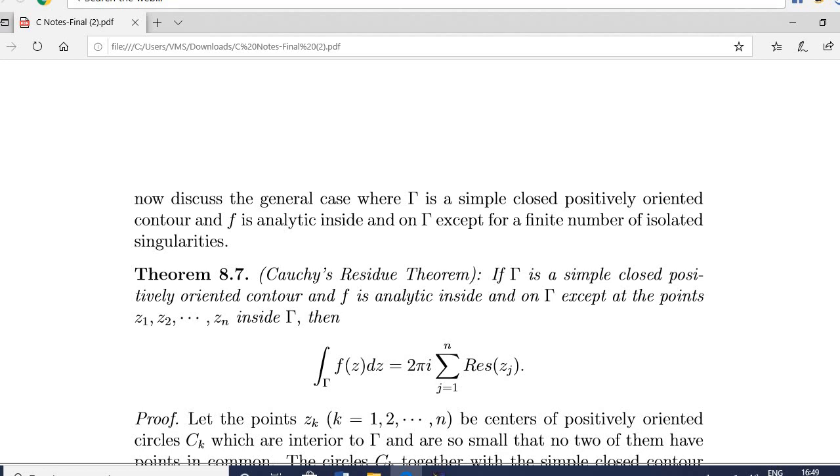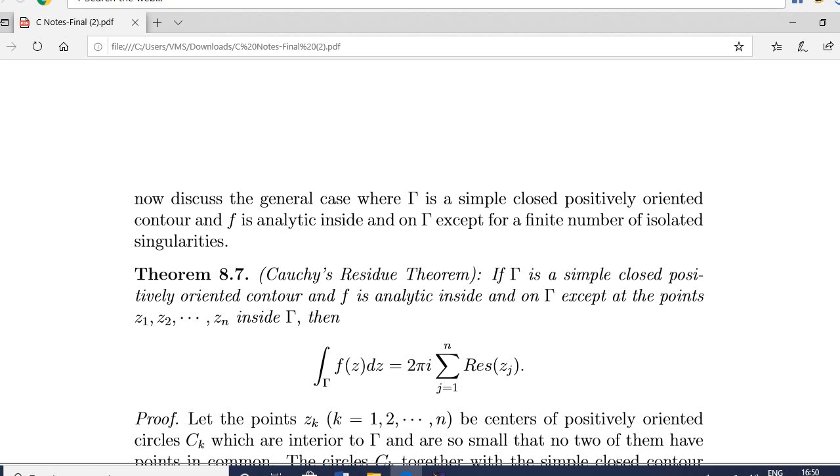So let us see the statement of the Cauchy residue theorem. If gamma is a simple closed, positively oriented contour, and f is analytic inside and on gamma except at points z1, z2, zn inside gamma. So there is a closed curve and there are finitely many points z1, z2, zn inside that closed curve gamma, such that f is analytic everywhere on and inside gamma except possibly at the points z1, z2, zn. So z1, z2, zn may be singular points of f inside gamma.